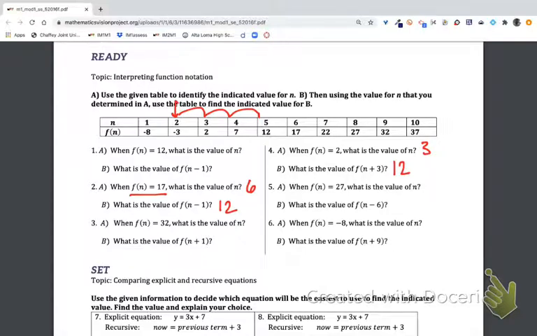For number 6, when f of n equals negative 8, again, looking for the f of n value, and sure enough, it is right there. We know that n is 1. What is the value of f of n plus 9? Well, we're going to take this and we're going to jump 9 spaces, or if we just add 1 plus 9, we know that we're looking for the 10th output. Well, the 10th output is right here. It is 37.